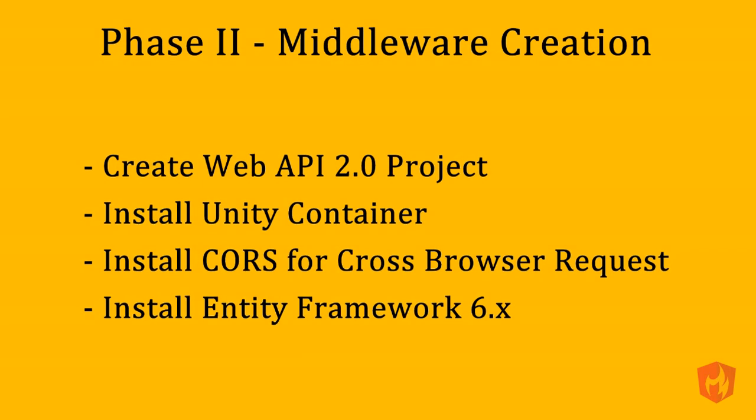Then we will see how to create a Web API 2.0 project. We will also see how to install Unity container. Unity container is what we use to get the dependency injection mechanism for our controllers. We'll also see how to install CORS for cross browser requests, and how to install Entity Framework into our web API project.